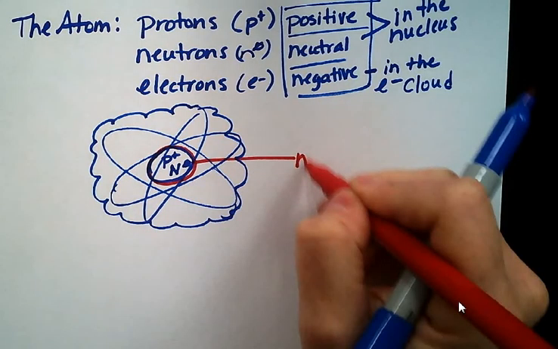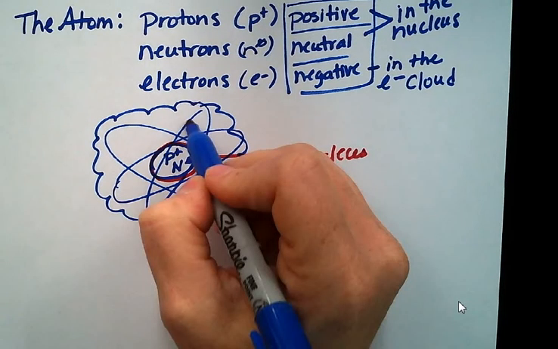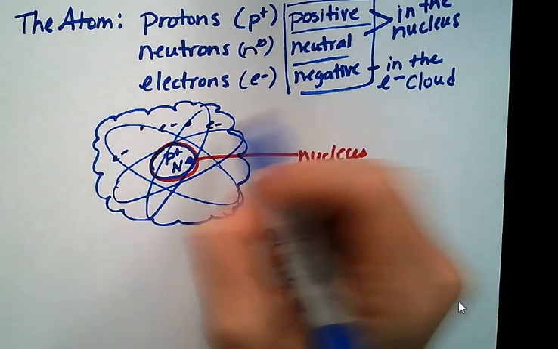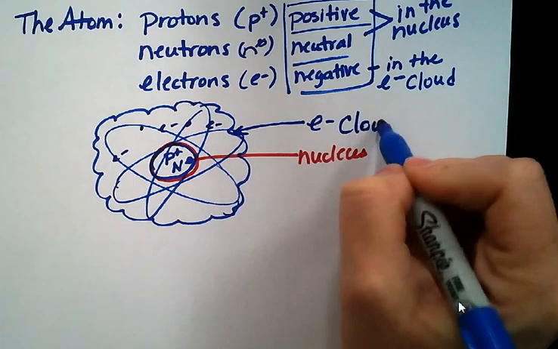And then you've got your electron cloud out here. And I just put little E's with little negatives. And it has a certain amount of space. All right, so that's kind of just the review.